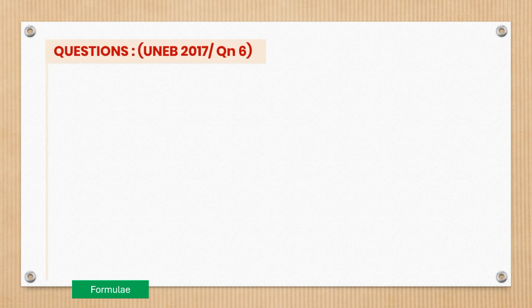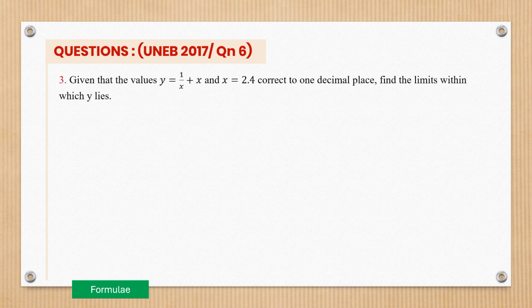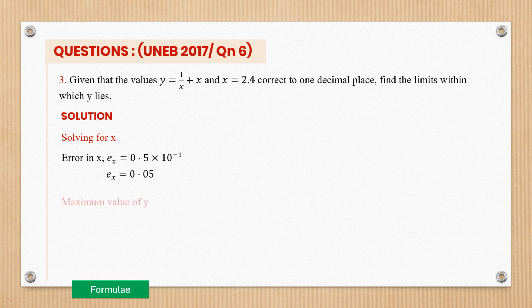The next question is from UNEB 2017, and this was question number 6. Being told that given that the values y is equal to 1 over x plus x, and x is equal to 2.4 correct to one decimal place, find the limits within which y lies. So how do we solve this? First of all, we're going to solve for x. We know that x is to one decimal place, so error in x shall be 0.05.